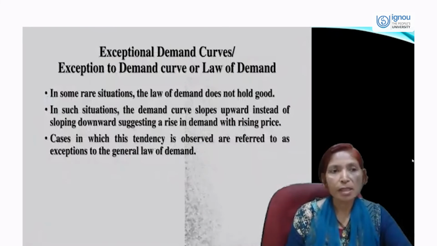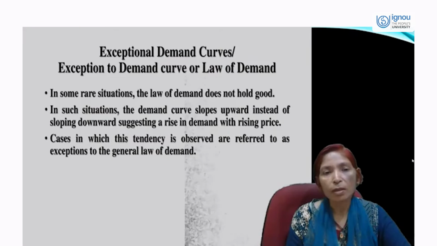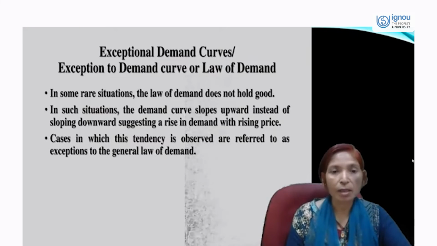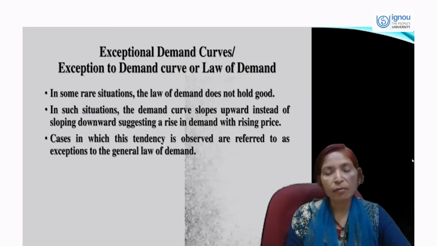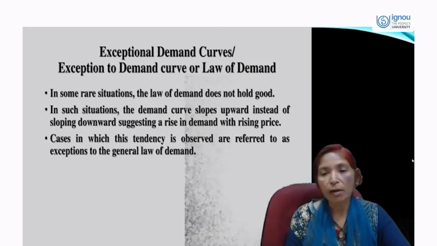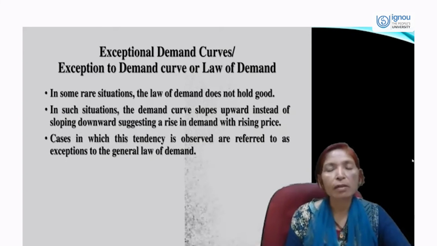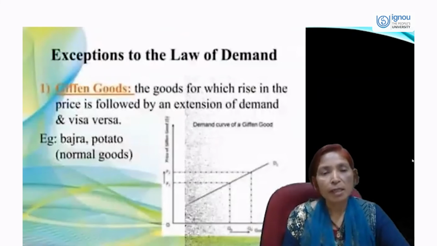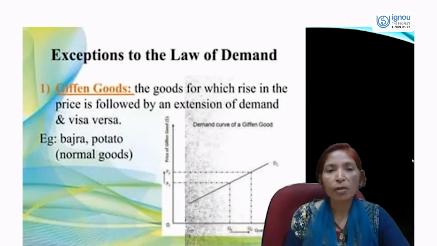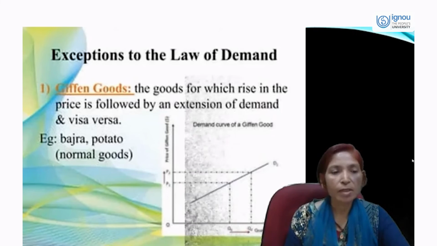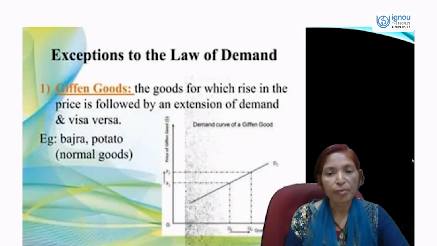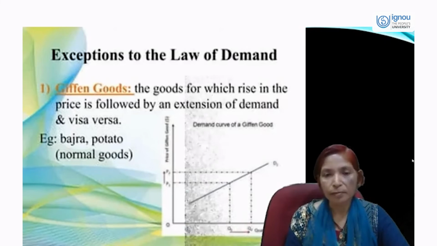Next are exceptional cases. As we have discussed, in some rare situations, the law of demand does not hold good. In such situations, the demand curve slopes upward instead of downward, suggesting a rise in demand with rising price. Cases in which this tendency is observed are referred to as exceptions to the general law of demand. Exceptions to the law of demand: in the case of Giffen goods, when price rises, demand will also rise. For example, goods like bajra and potato. In this case, the demand curve slopes upward.